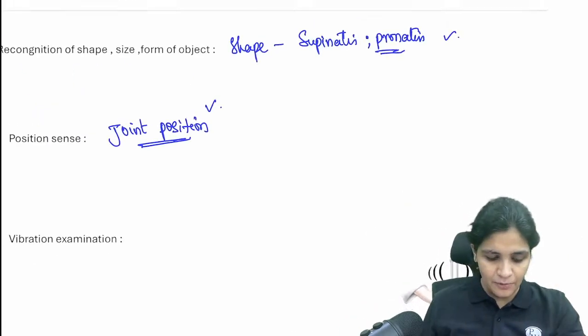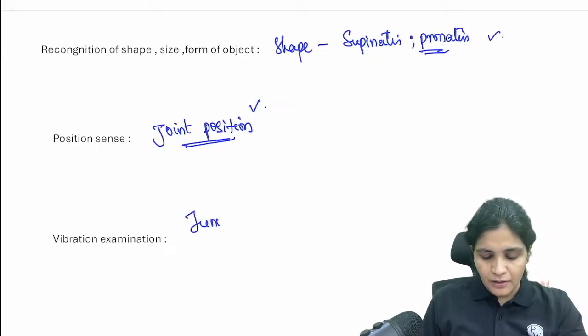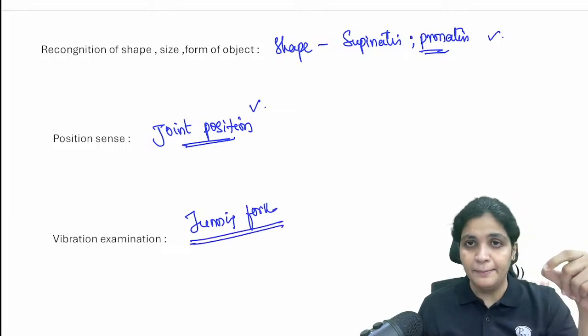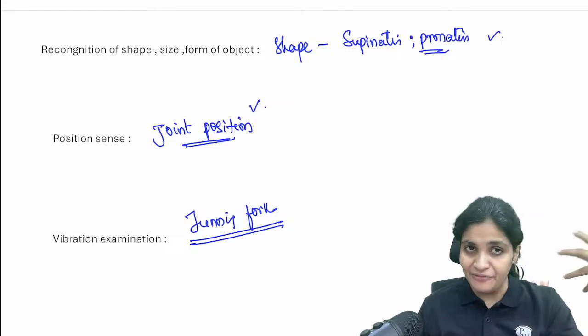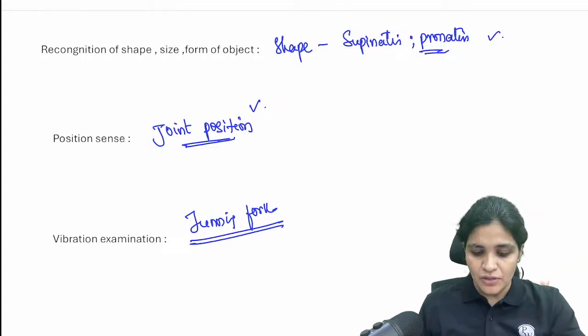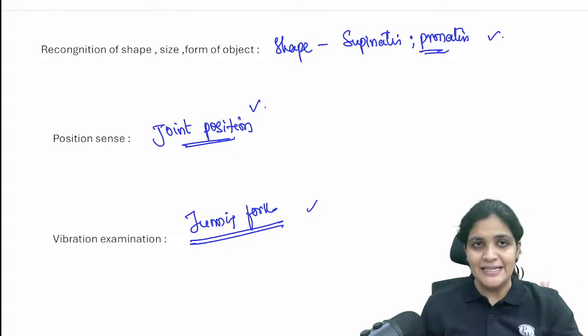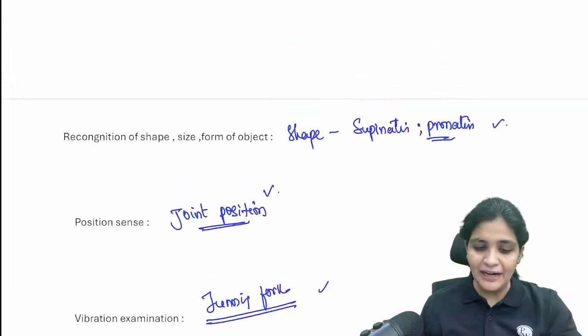So we use the help of the tuning fork, right? And then we place it on the particular area that is around the joint, and then we ask if the patient can feel the vibrations or not. So this is again a test for the sensation. So these are all the tracks which we are examining.